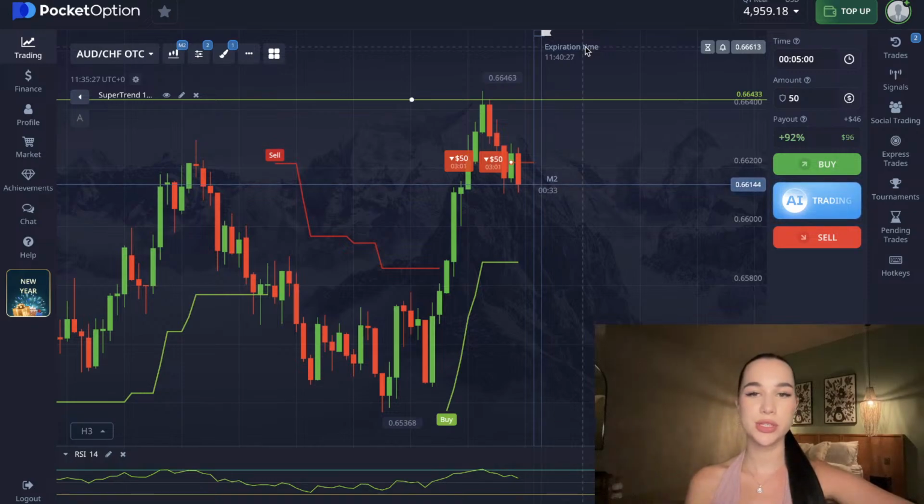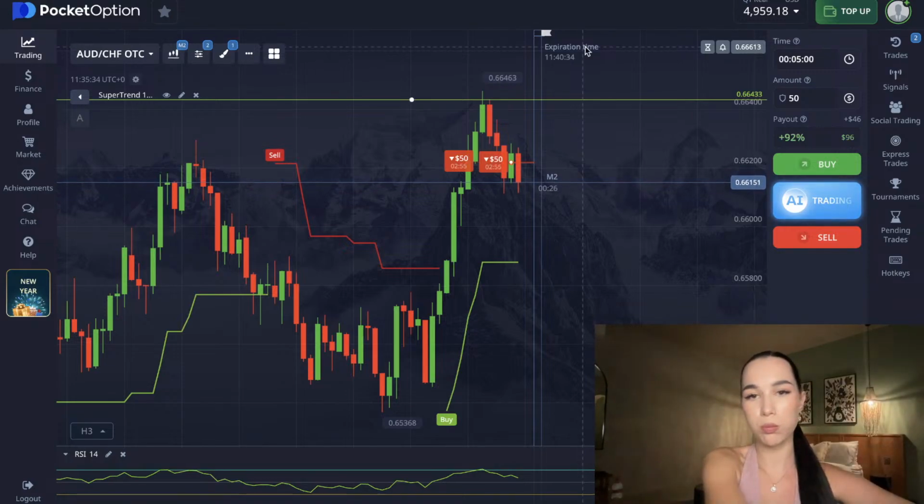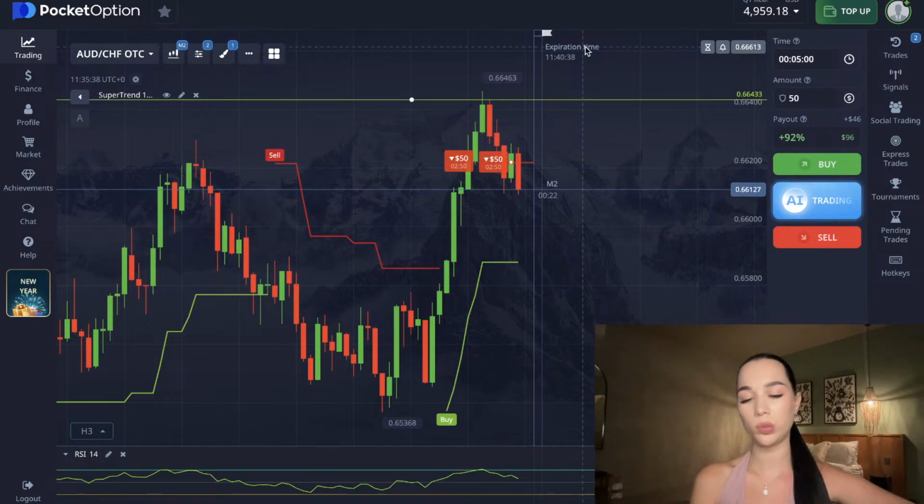So yeah, as you can see, it's going pretty good. It's 3 minutes till the end of the trade. Let's just wait. It's going down pretty well. So we just wait for this trade to close.